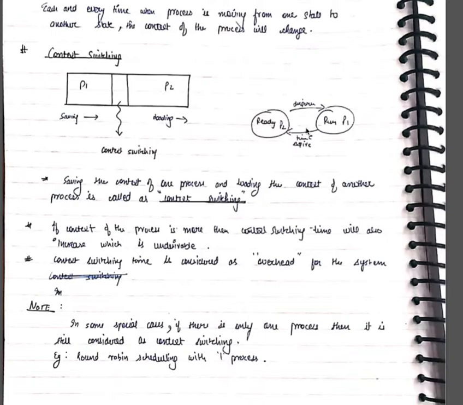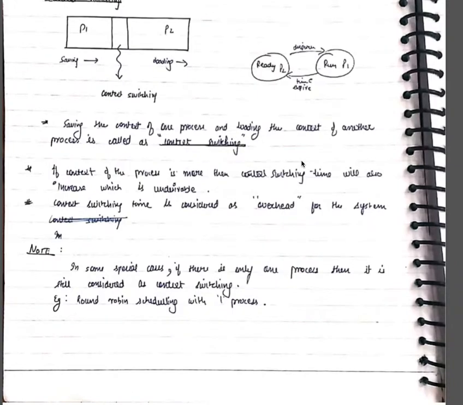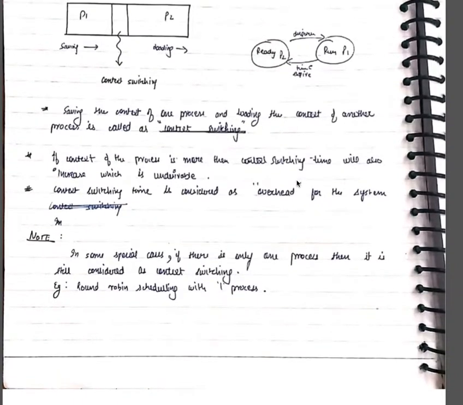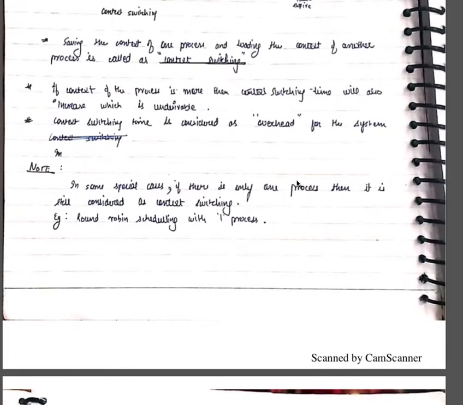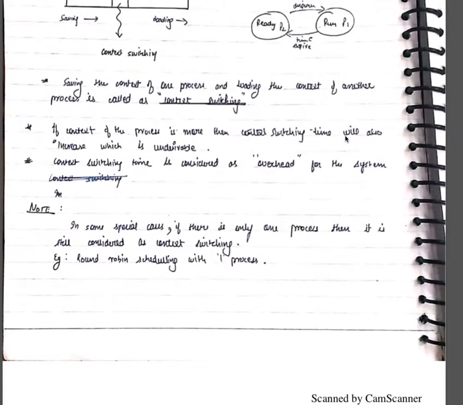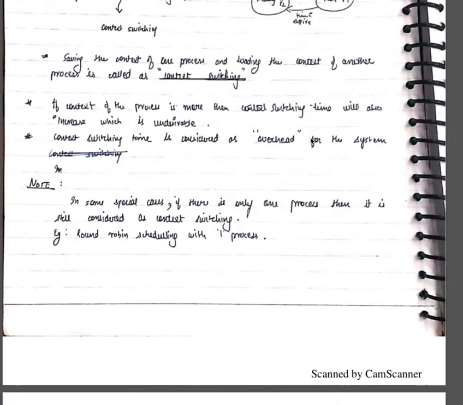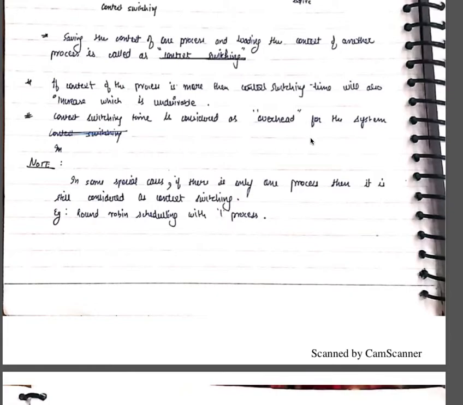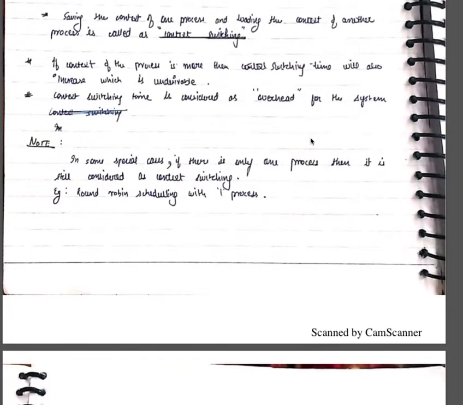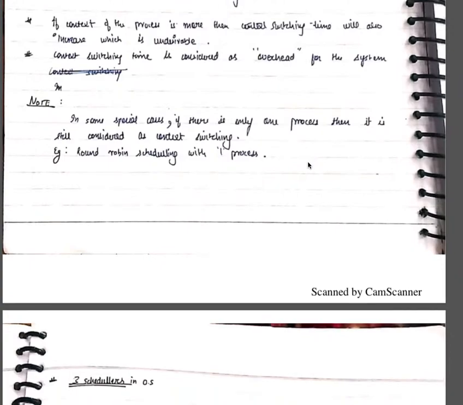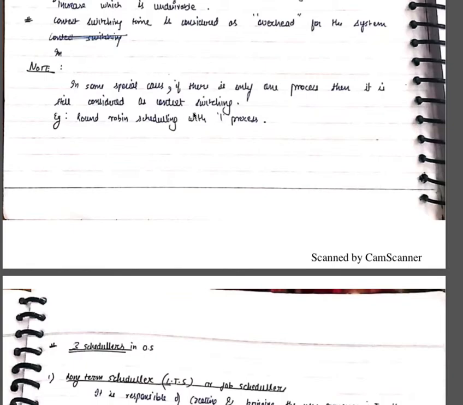Now, if the context of the process, the attributes of the process, are more, then context switching will take more time, which is really undesirable. It is very bad if you're taking very long context switching time, because it is simply overhead, right? You're not starting any process in between, you're just saving the context of one process and loading the context of another. So it is a very big overhead for the system, and it is not advisable that you have a very big context, because it will take more time for context switching.